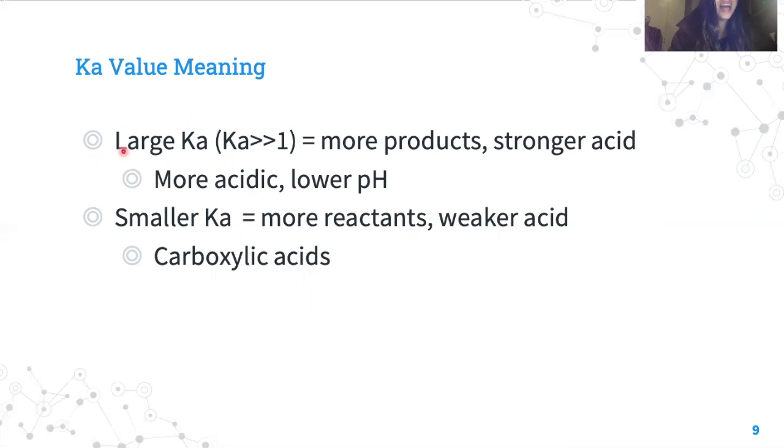The value of the acid ionization constant can tell us a lot about a reaction. A larger Ka value, meaning that it is much greater than 1, means that there are more products and therefore a stronger acid. This indicates that the reaction is more acidic and will have a lower pH value. A smaller Ka value indicates that there are more reactants and therefore a weaker acid. An example of this is carboxylic acids, as they are known to be weak acids.